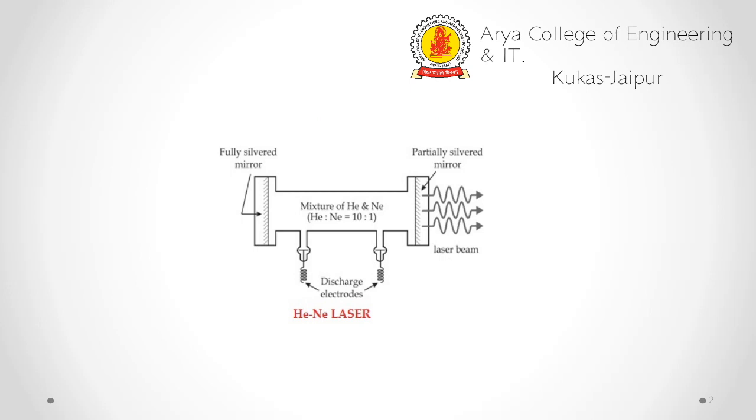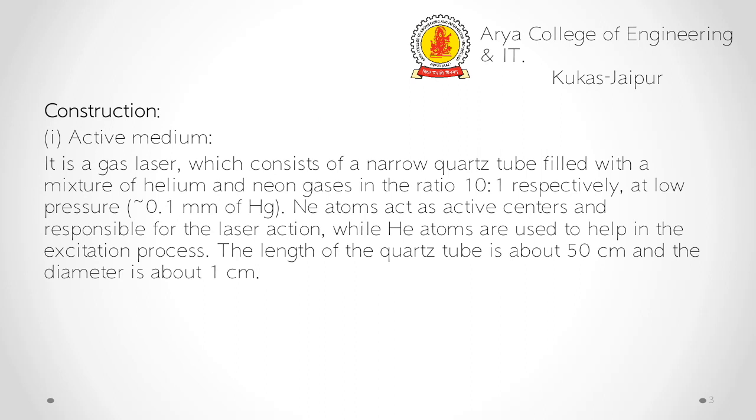This is the construction of the helium neon laser, in which we can see a fully silvered mirror on the left hand side and a partially silvered mirror on the right hand side. Also, the laser beam is emitting from the right hand side. In between the mirrors there is a mixture of helium and neon in the ratio 10:1 in a tube. The tube is connected to discharge electrodes.